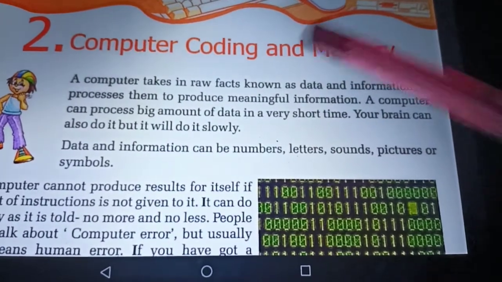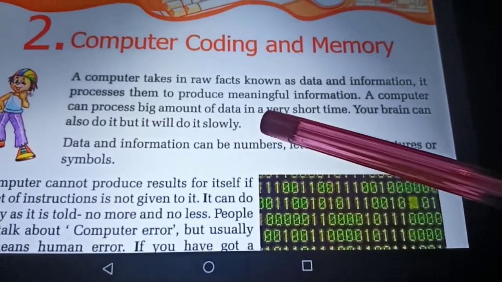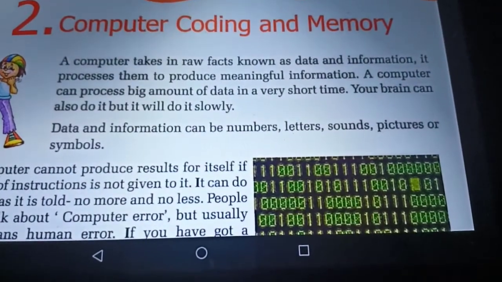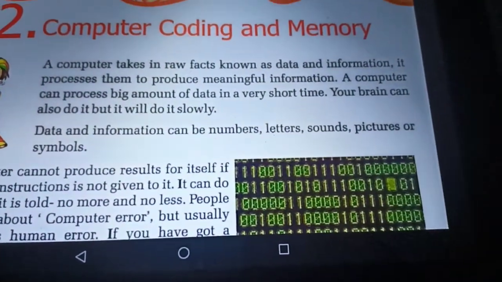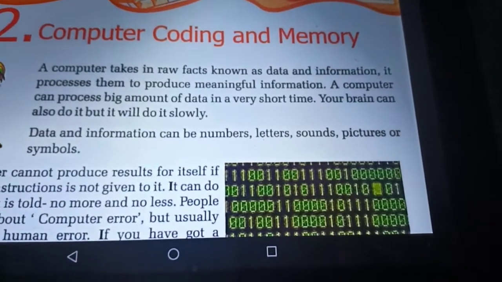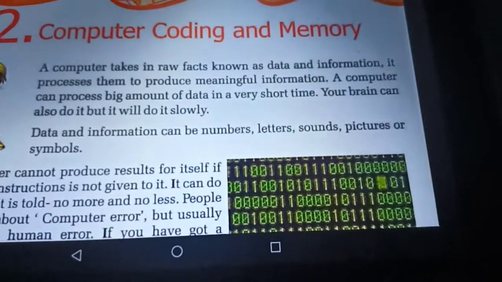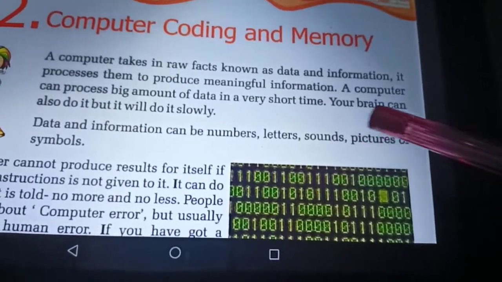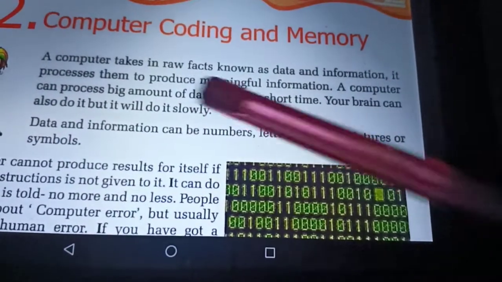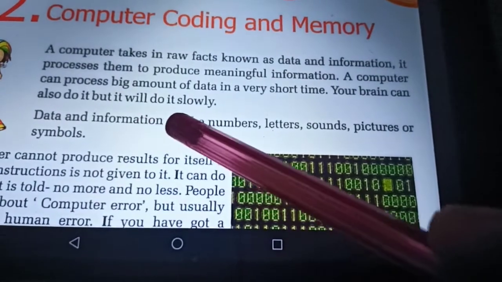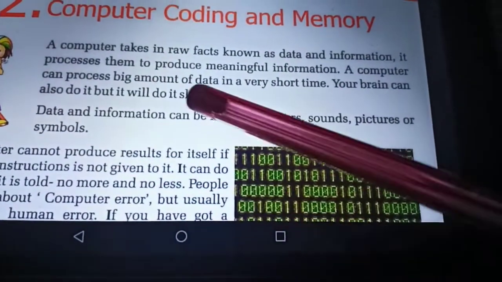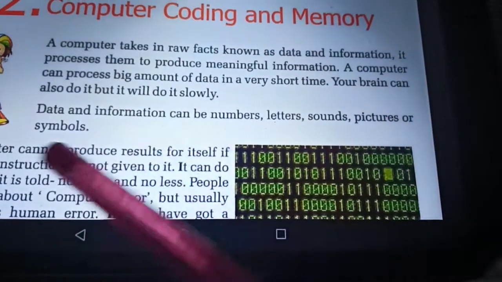A computer can process a big amount of data in a very short time. A large amount of data a computer can process in a limited period. Like our brain. Your brain can also do it, but it does it slowly. Our brain works slowly, whereas the computer does it fast.